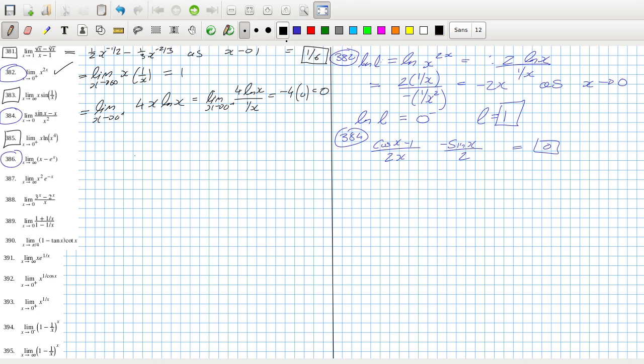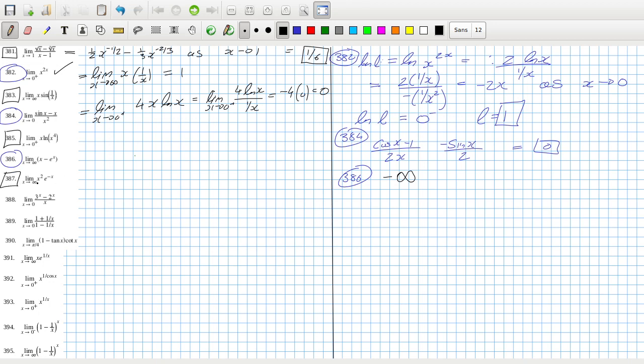Okay, 386. As x goes to infinity, this is definitely going to infinity much faster than this could ever go to infinity. I can tell straight away it's minus infinity. Yeah, for sure, definitely.